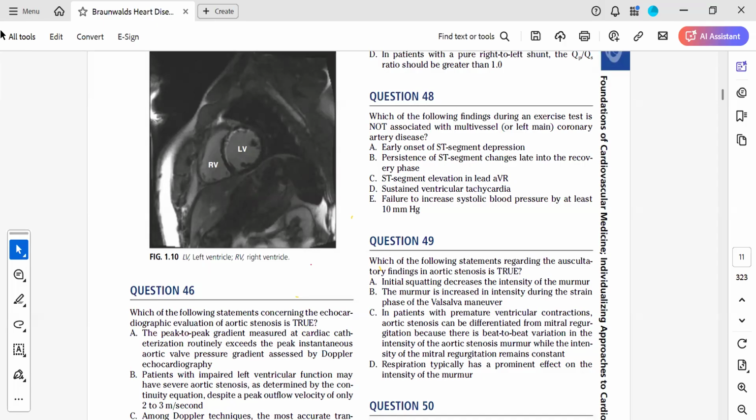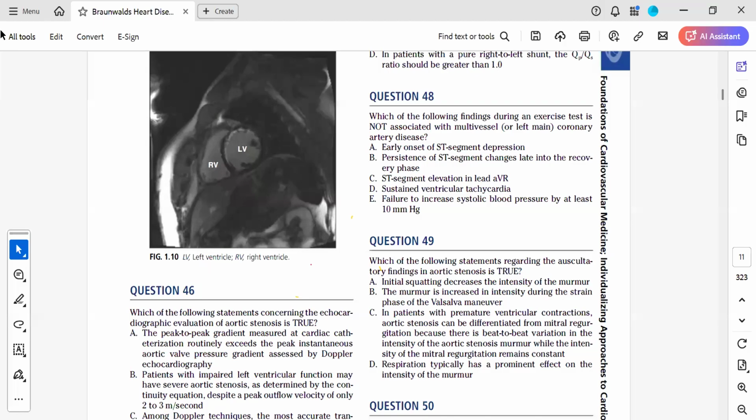So early onset ST segment depression is actually a marker of an underlying ischemic problem, so that is actually true. For this question, it will be false. Persistence of ST segment changes, even persisting late into the recovery phase, shows that there is significant coronary artery disease in these patients, because it's persisting all the way to the recovery phase. So that will be true. For this question, it will be false. I will skip option C.